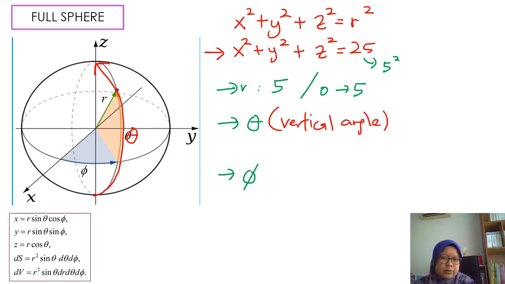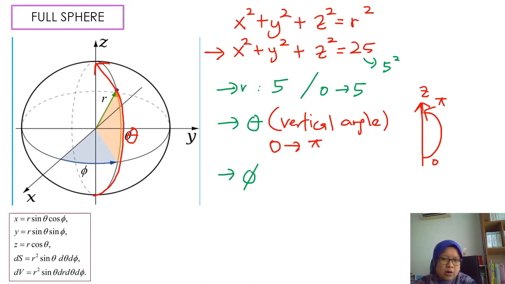For this full sphere, the vertical angle, which is theta, has an angle of 0 to pi, because if you see here, this is the z-axis. It just goes from negative to positive, so 0 to pi.